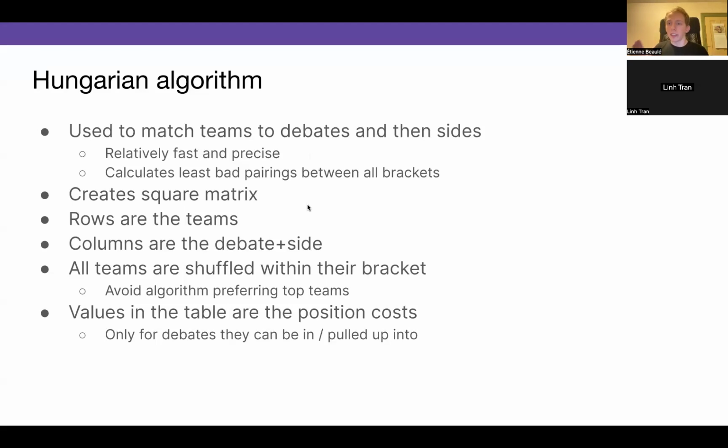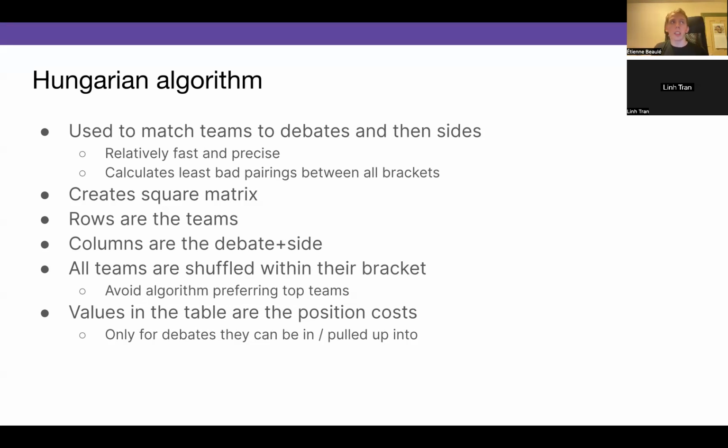So I will show an example of this in a couple of slides, but I will be showing you a square matrix where we put all the teams. Each team has a row, so we'll put the teams in the first column, and then the debates and sides on the top, and then inside the table you'll have all the different numbers that signify the penalties of putting them in such a position.